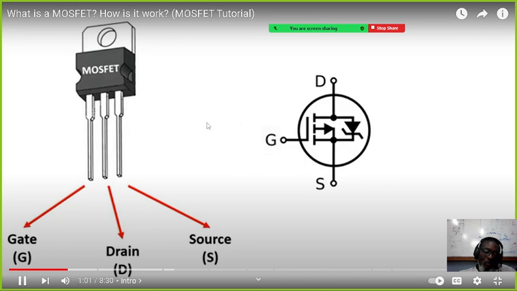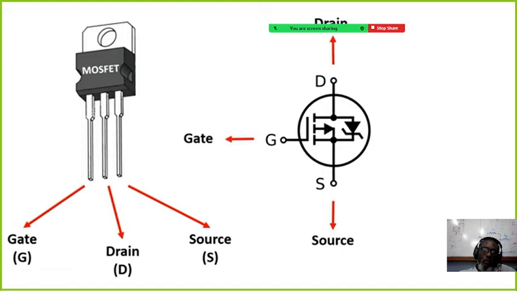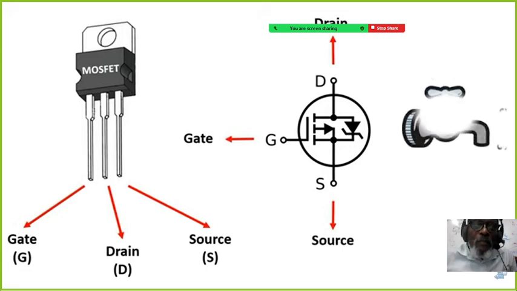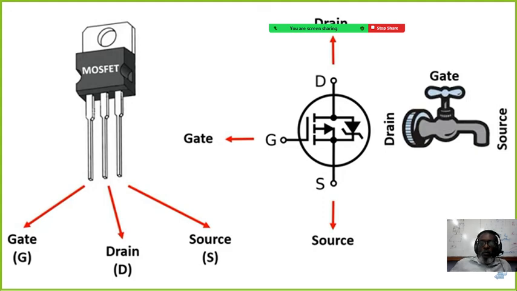Abbreviations may vary depending on the model. G, D, and S abbreviations are used for these. In the symbol, the pin naming is like this. We can compare the structure of the MOSFET to a faucet, as in all transistors.